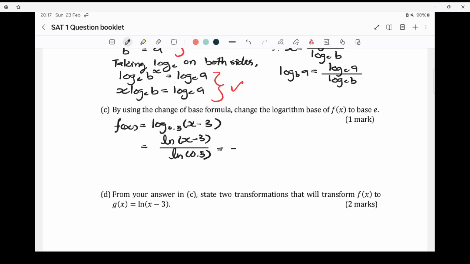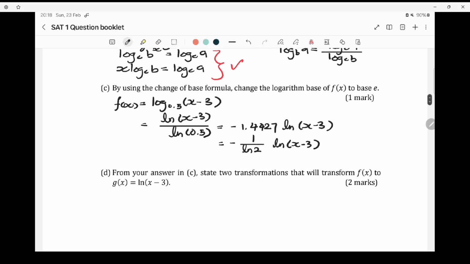So it is minus 1.4427 ln(x minus 3). Or you can just write minus 1 over ln 2 times ln(x minus 3). But having the value written down helps you to do part D, because then you need to state two transformations that will transform your f(x) to g(x). So just take note what has changed.